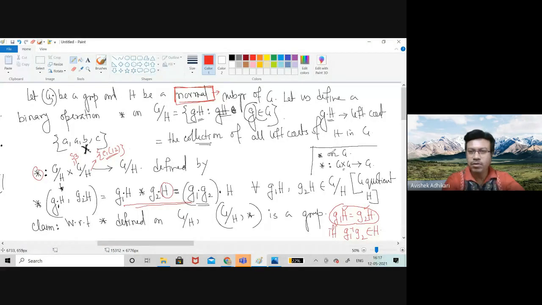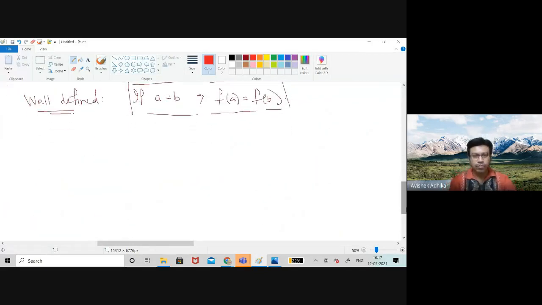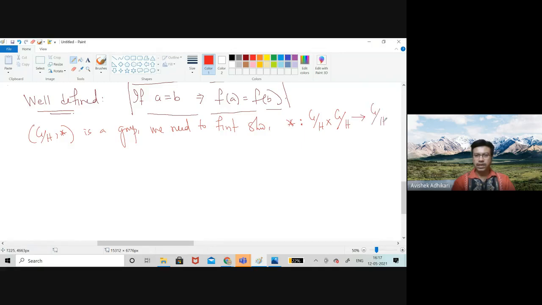So now I am going to show you how this forms a group. To show that G quotient H with respect to star is a group, we need to first show that star from G quotient H cross G quotient H to G quotient H is well defined.